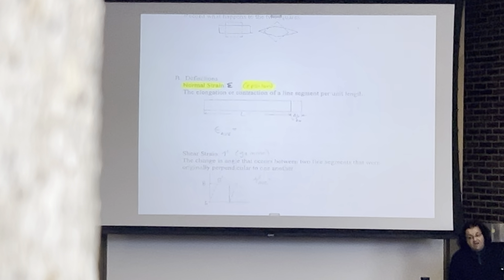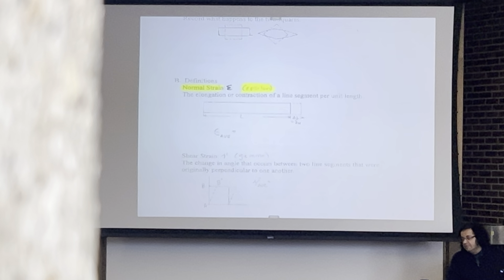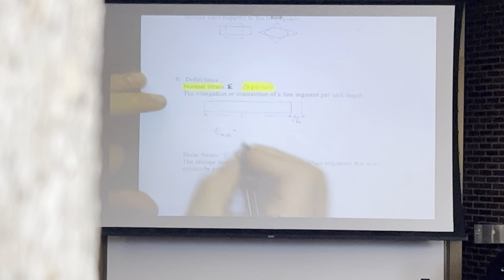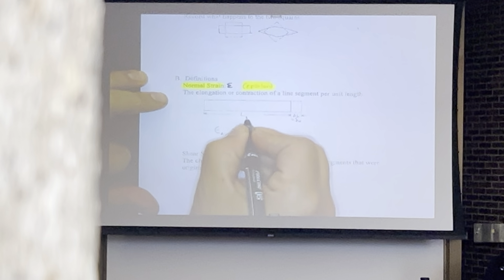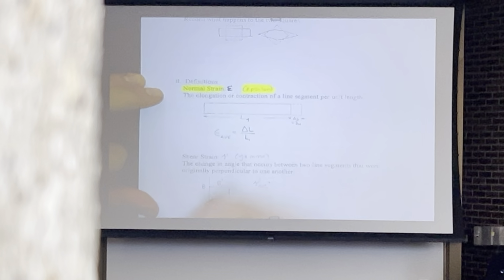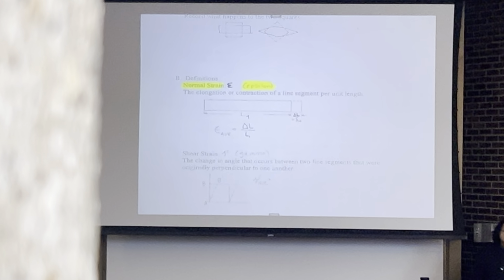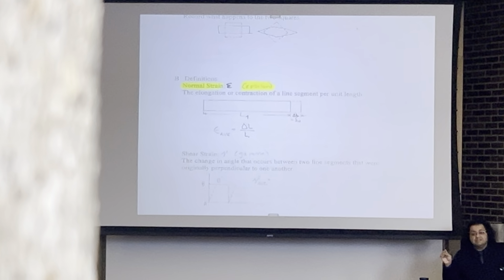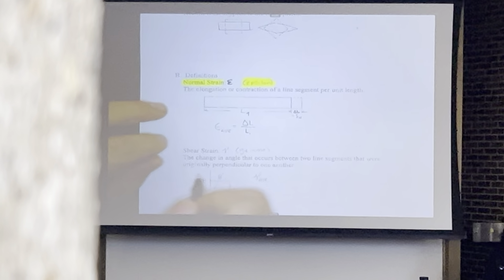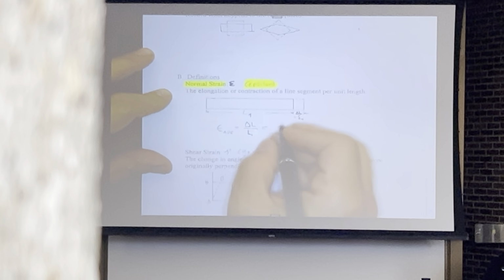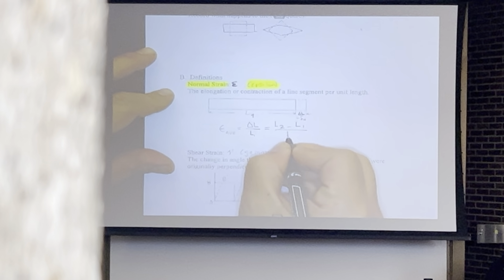How can we define it? It's going to be the change in the length divided by the original length. If we call the original length L1, and the change in the length is delta L, the change in the length in the longitudinal direction along the axis of the member, we need to divide delta L by L1. So it's going to be the new length minus the original length, divided by the original length.